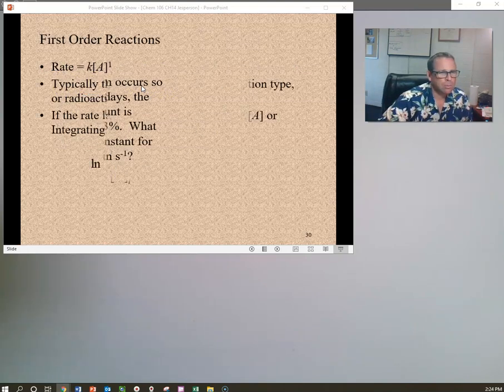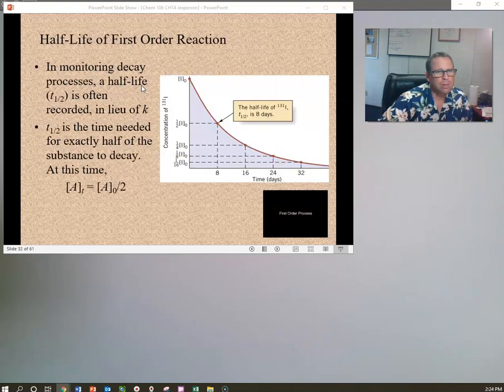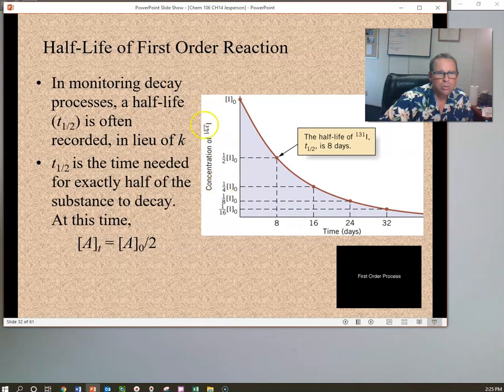All right, so we made this plot. Wait a second, where's the plot? There it is. We have this plot that shows us how the concentration of our reactant disappears versus time. The concentration of a reactant, here just a radioactive isotope, disappears over time when it's a first order process. Okay? And first order processes have a fixed half-life.